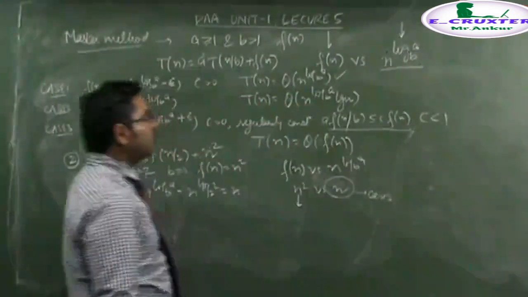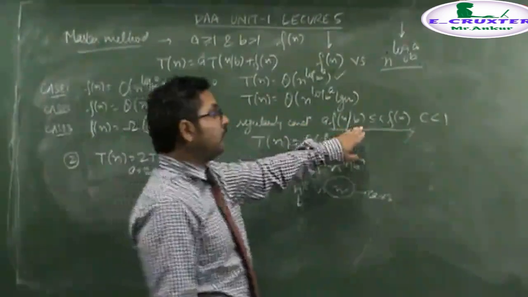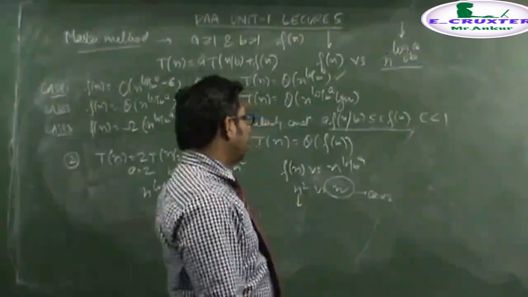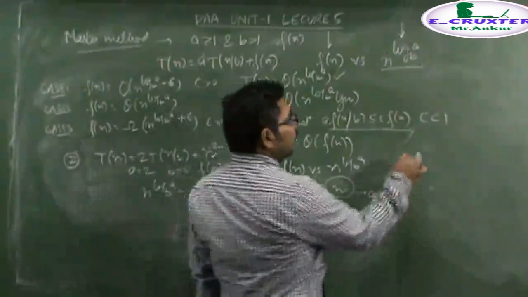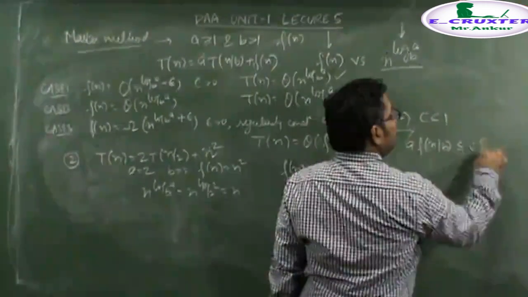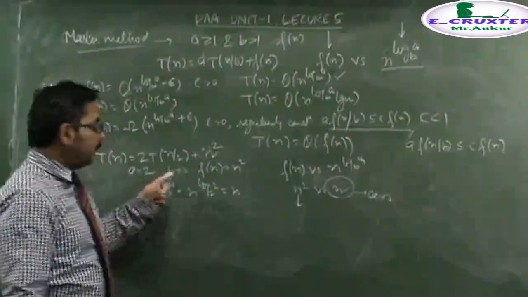But when we are applying case 3, we have to check the regularity condition, and through the regularity condition we have to calculate the value of c, and the value of c should be less than 1. Now checking the regularity condition, it is a f(n/b) should be less than or equal to c f(n). The value of a is 2 and b is 2.